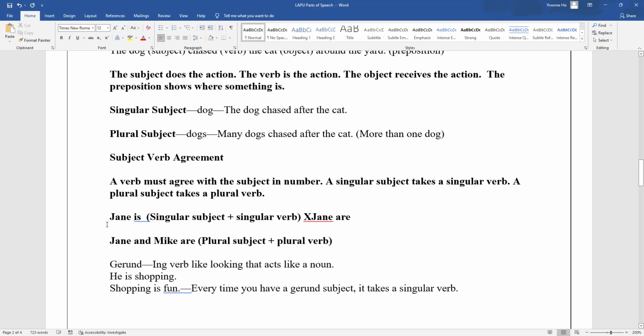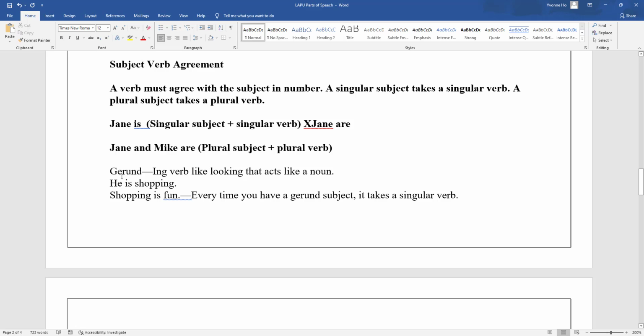So if you have a singular subject, Jane, it takes a singular verb, is. If you have a compound subject, a plural subject, then it takes a plural verb, are. And a gerund is an ing-like verb that acts like a noun. For example, he is shopping. That's not a gerund. That's the present, that's the verb, okay? So here shopping is used as a verb. But here, shopping is fun. Here, shopping is used as a noun.